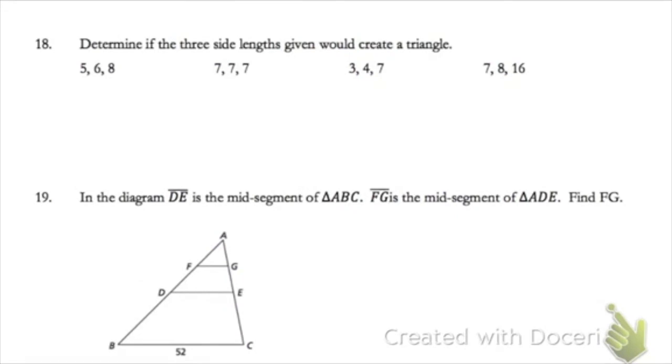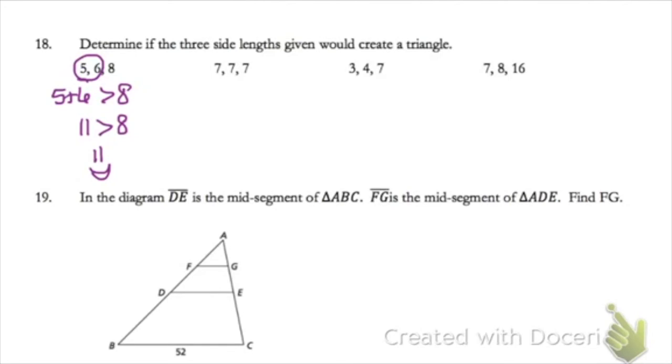On problem 18, you are to determine if the 3 side lengths given would create a triangle. Now remember that in any triangle, 2 sides added together must be larger than the 3rd side. So how you do this is you find your 2 smallest sides and you add them together. And is that greater than 8, or the 3rd side? And in this case, indeed it is. 11 is greater than 8. This could form a triangle.